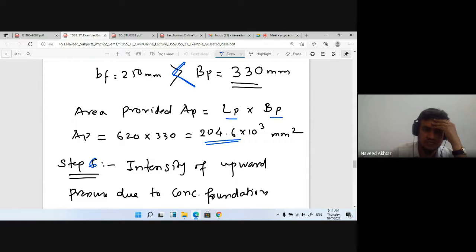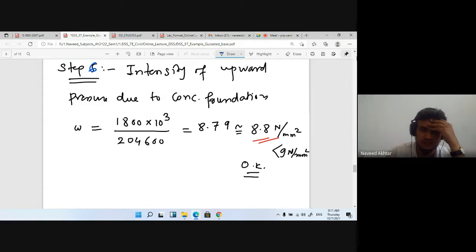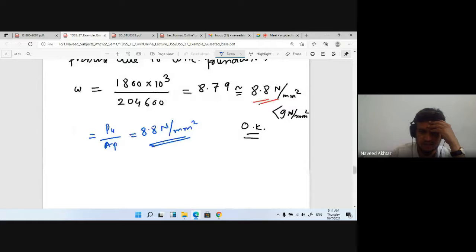In step number 6, you can find out the intensity of upward pressure due to the concrete foundation, and that is nothing but the factored load upon the area provided. That will give you the upward pressure intensity due to concrete, and that is calculated as 8.8 Newton per millimeter square.